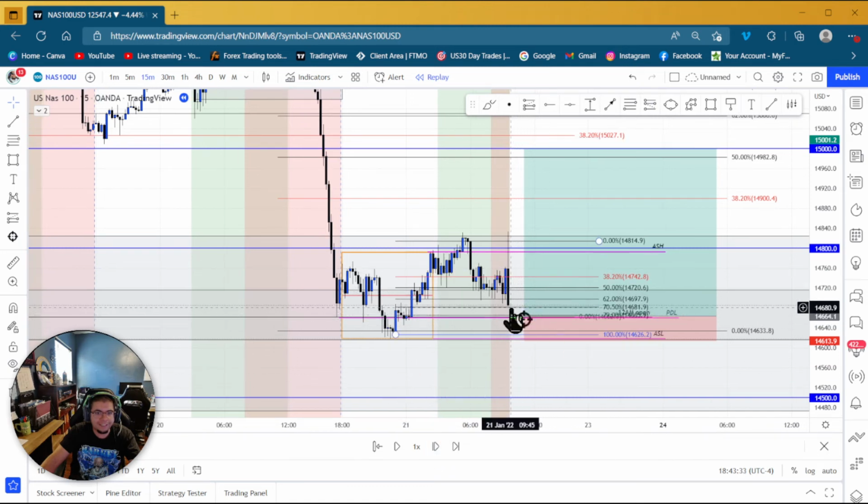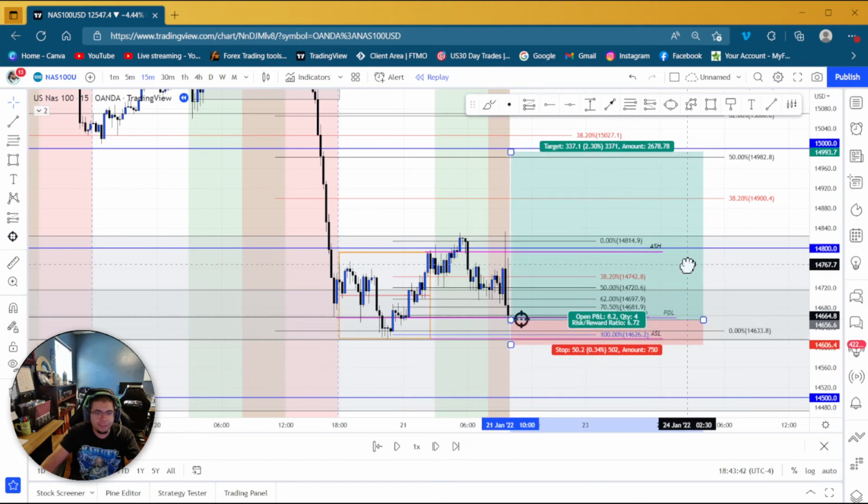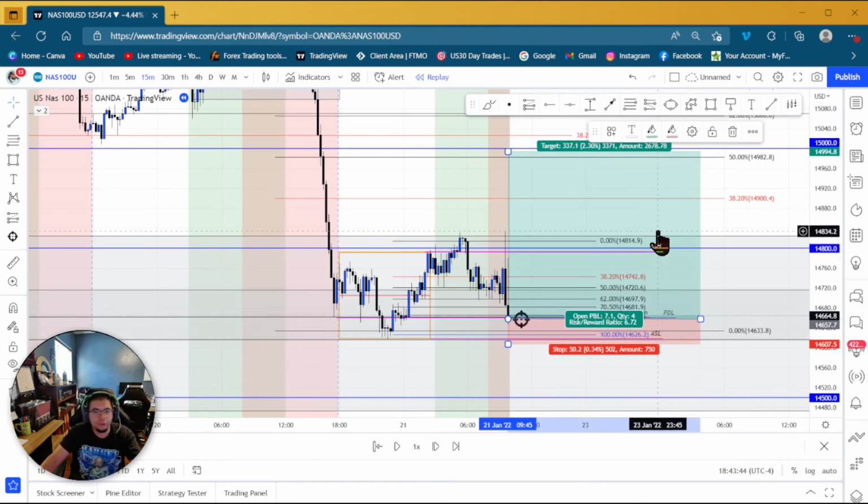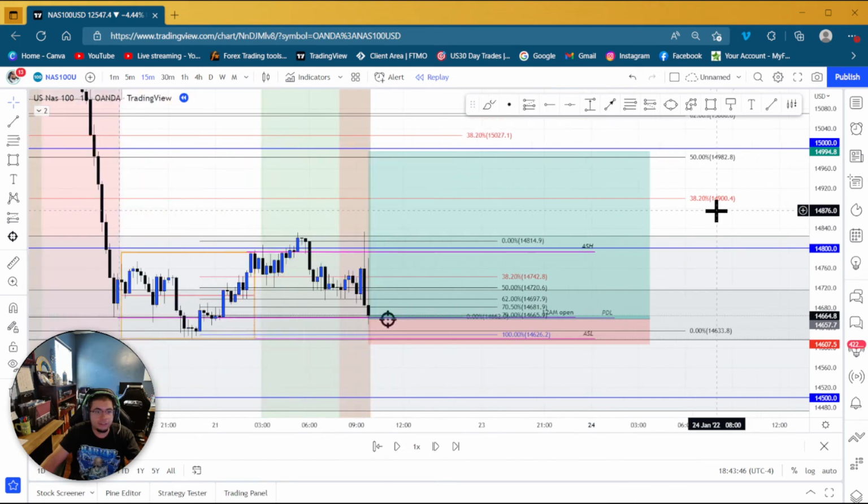Right there. Boom. Would have sniped it, but it's not below the 12 a.m. open, guys. So let's wait for one more candle. Right there. Boom. Entered. Okay. So we're in on this trade, guys.